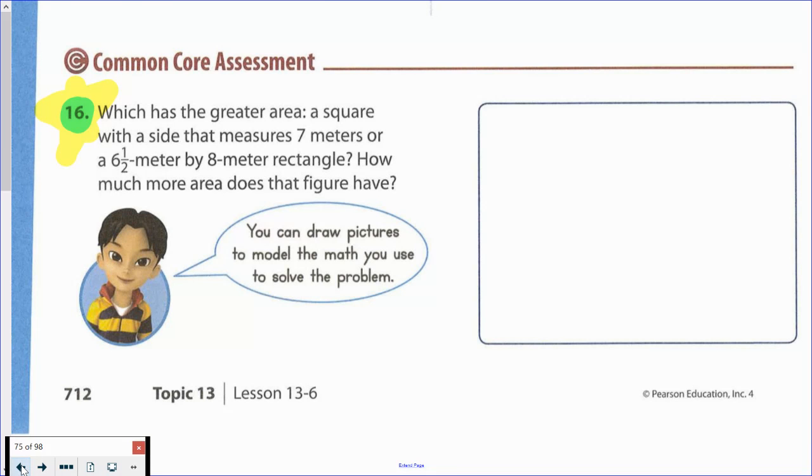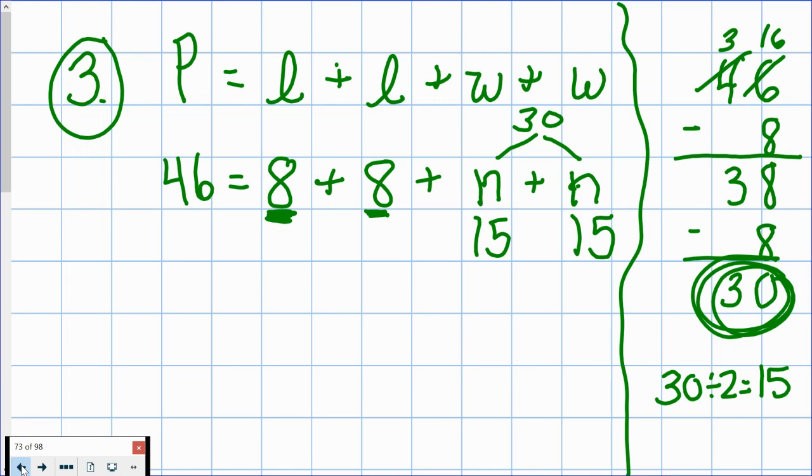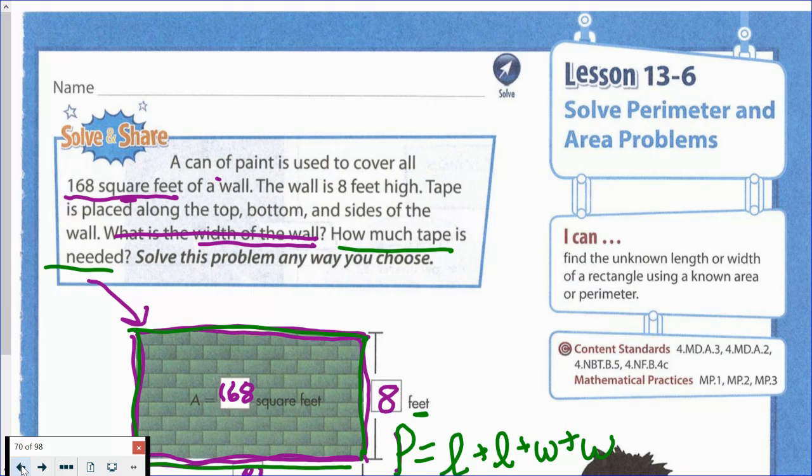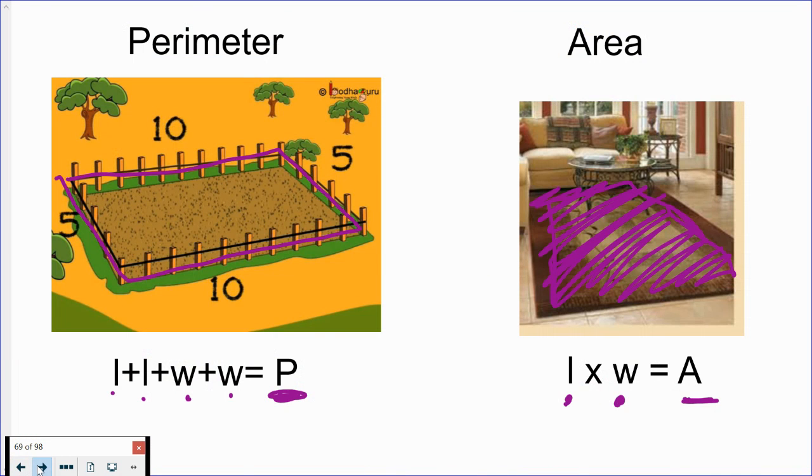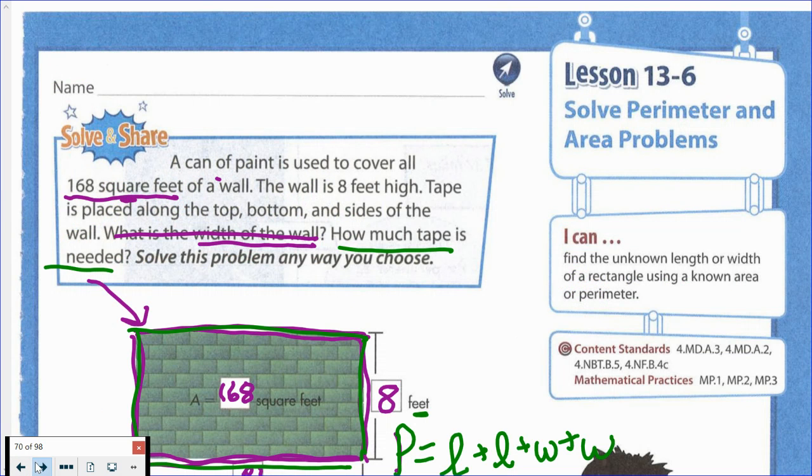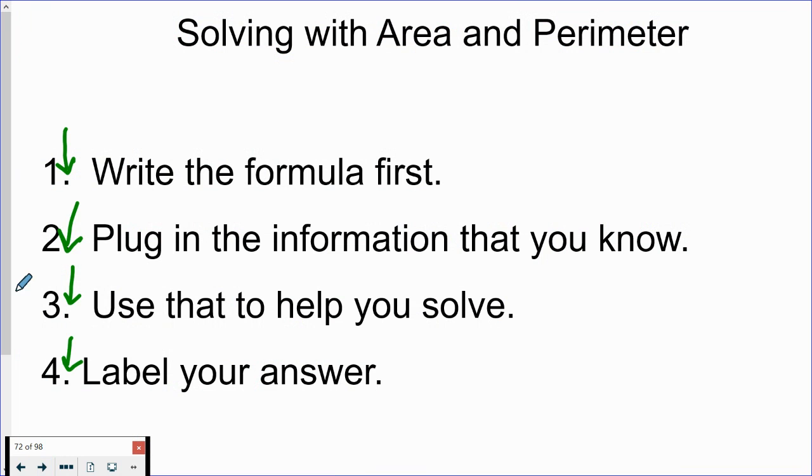Now, as you're doing your work, remember the steps that we showed you in this lesson. Here they are. The steps are, write the formula that you are going to be using. You can figure out the formula by looking at the information that you have. Second, fill in or plug in the information that you know into the formula and use that to help you solve. You're going to be using a lot of the inverse operations. And then when you're done, make sure you label your answer.